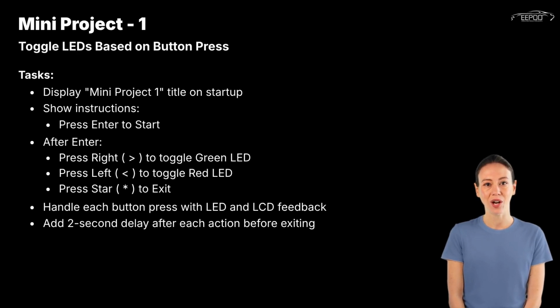Now let's build a mini project. We're going to display some instructions, wait for the user to press a button, and depending on what button they press, we'll toggle the green LED or the red LED. If the user wants to exit, they can also press the escape key.